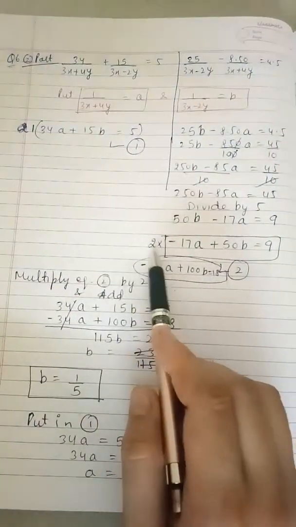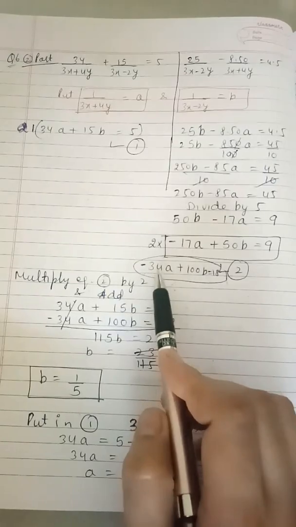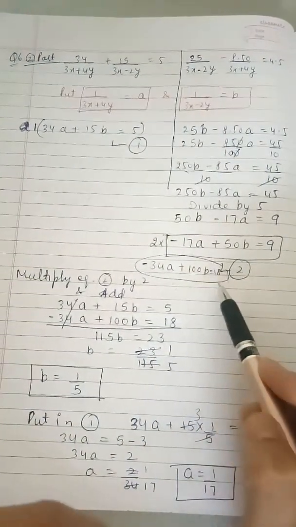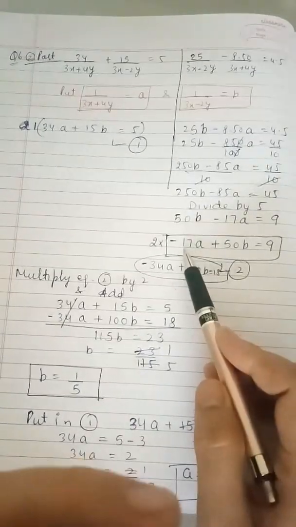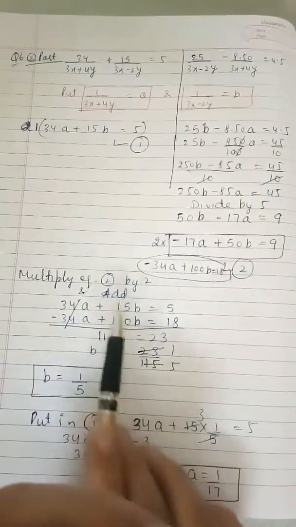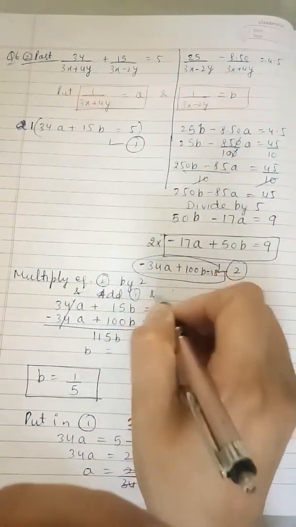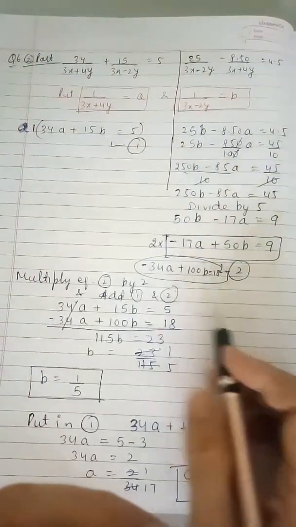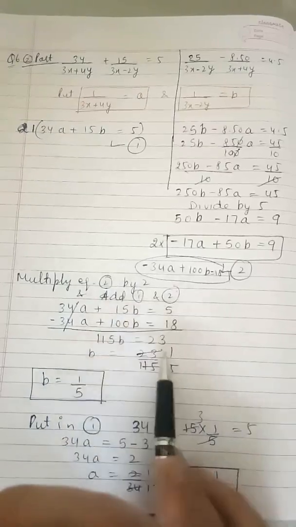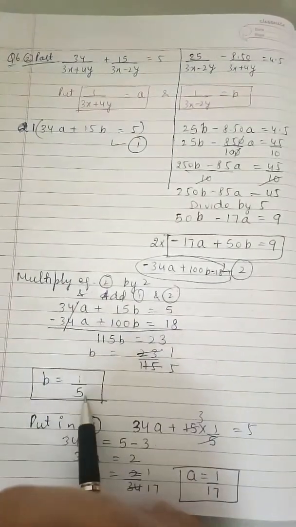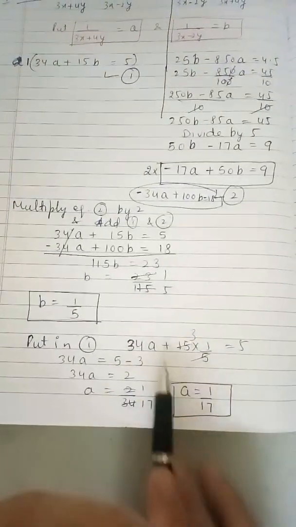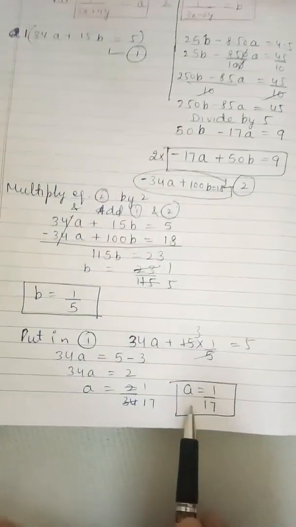If you multiply this equation by 2, you get minus 34a. So you will multiply it by 2. So minus 34a plus 100b equal to 18. Then you can see here is minus 34 and here is plus 34. It means we have to simply add the equations. Add 1 and this one. After addition this a will cancel. We are getting b as 1 by 5. Then you will put it in equation number 1 and then you will calculate the value of a. So a will be 1 by 17.